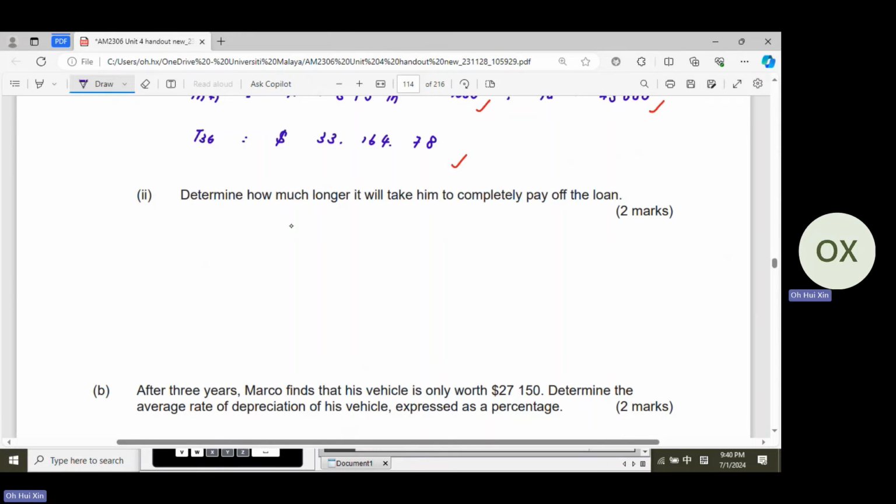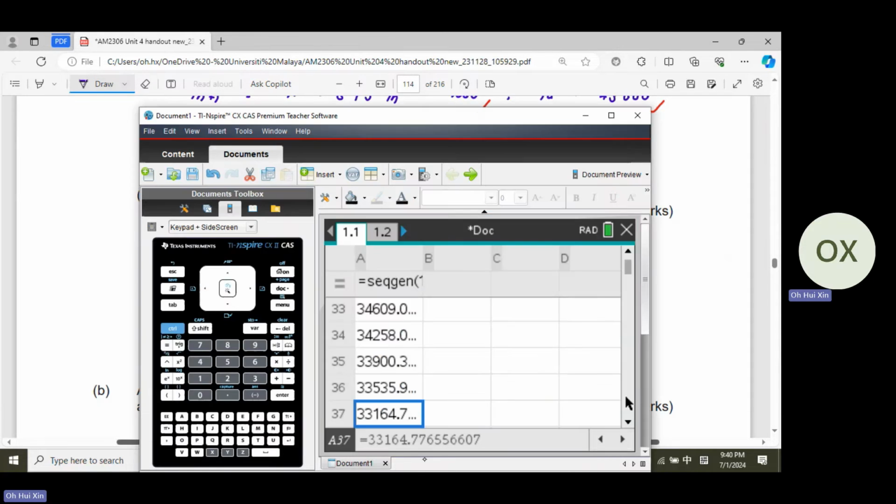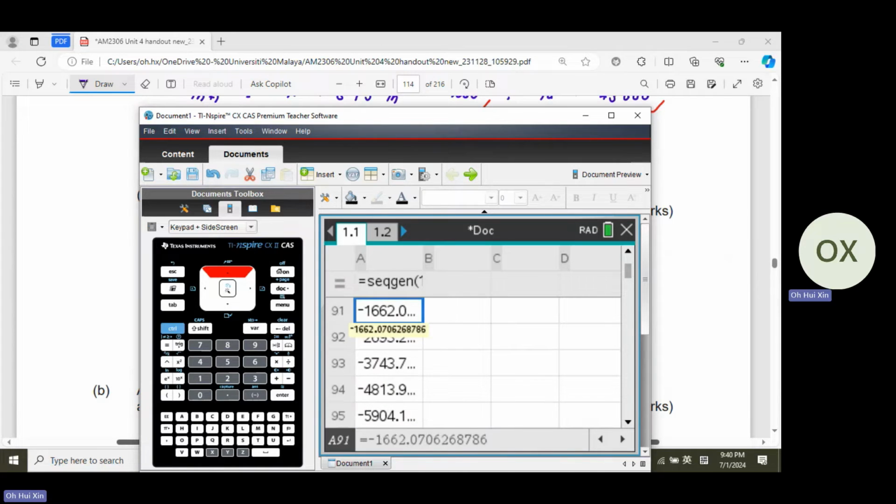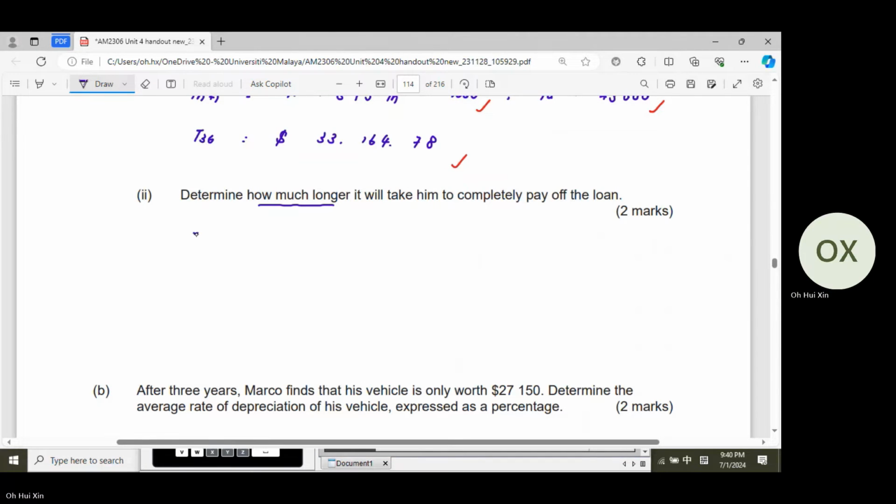So remember, the idea is how much longer. So after you find the answer, you still need to minus the 36 here. Because we are already generating the recursive rule here, the easier way is to just continue in your spreadsheet. So this is the value when it first started to become negative. From there, we can get T88. The 89th row is actually the T88. So T88 is 343.67.